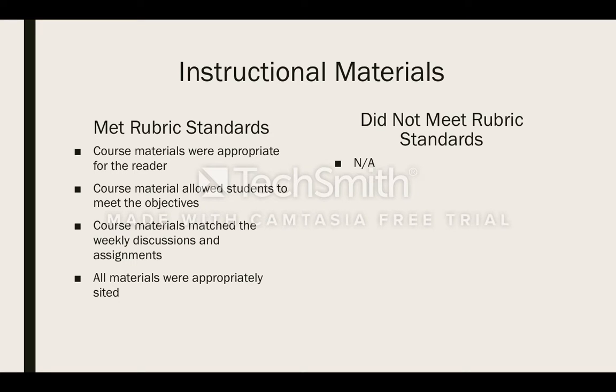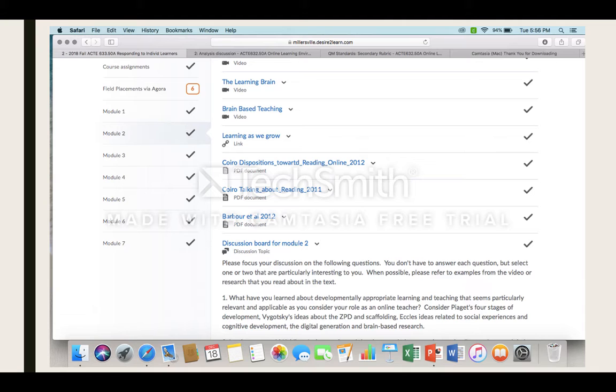The next category is instructional materials. So our course materials were appropriate for the reader, they allowed students to meet the objectives, they matched the weekly discussion of the assignment, and all materials were appropriately cited. I didn't really have anything that didn't meet these rubric standards. So here you can see is one of our modules. There were videos, links, PDFs, as well as our textbook. So all of these resources then match what our assignment was for the week.